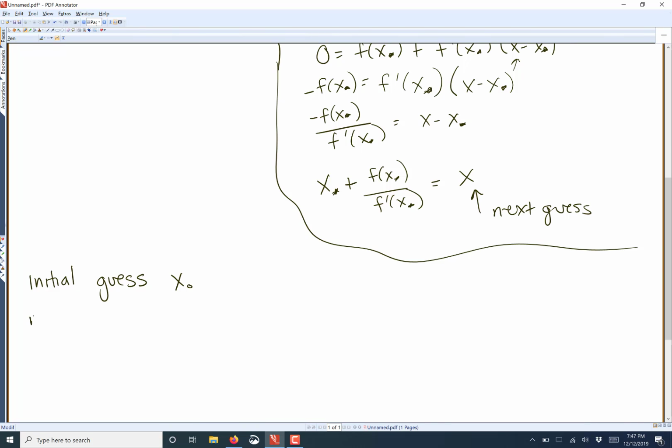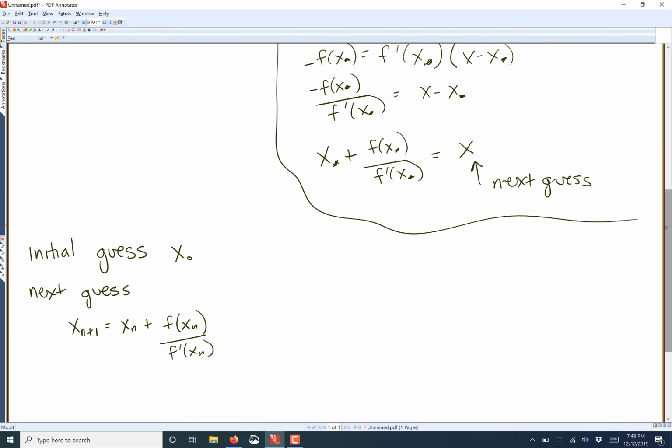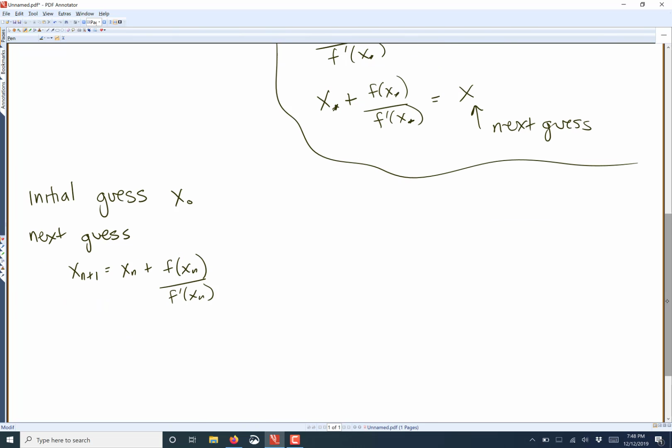And then your next guess, we'll write x n plus 1 for our next guess, is equal to x n minus the function evaluated at x n over f prime at x n. So they do n's and n plus 1s. I did the star, but that's how you find your next guess. What you need to do is just keep doing that until your answers are all agreeing to 4 or 5 decimal places, and then you can stop.